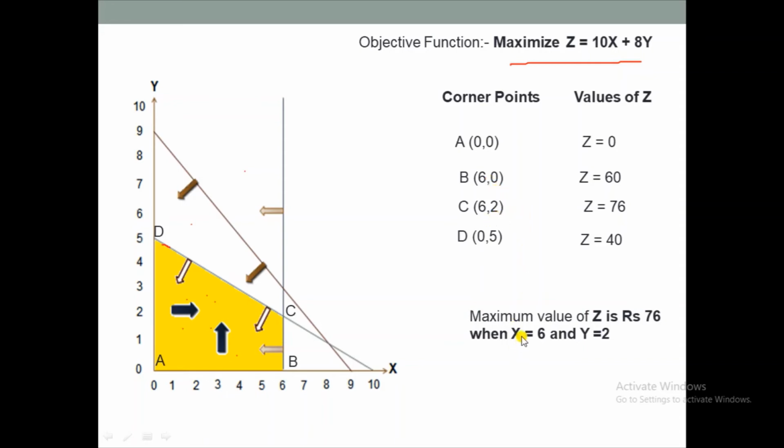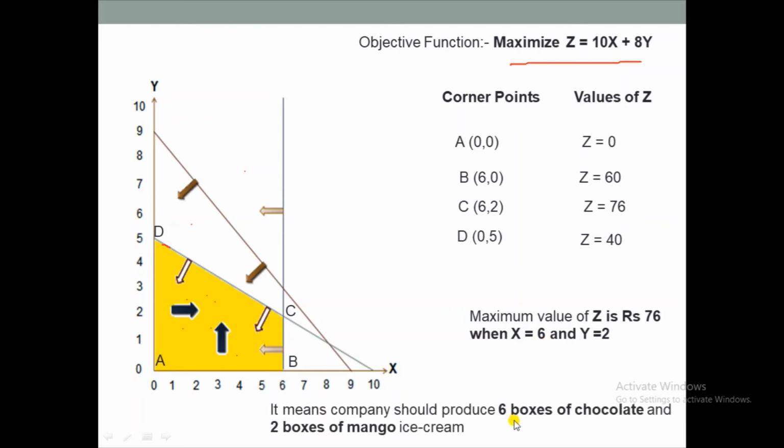We considered x as the number of chocolate flavored ice cream boxes, and y as the number of mango flavored ice cream boxes. So simply we can say the chocolate flavored ice cream boxes are going to be 6 and the mango flavored ice cream boxes are going to be 2, and that is the final solution. So the maximum profit is rupees 76 when the company produces 6 boxes of chocolate ice cream and 2 boxes of mango ice cream. This is how we get the solution for this linear programming problem by using the graphical method.